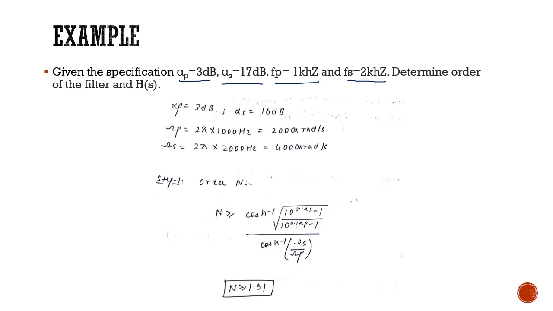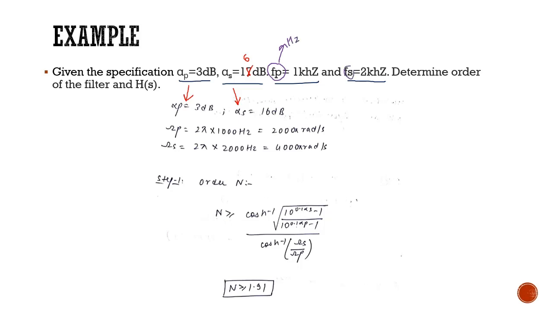So this can be taken directly. Alpha p is 3 decibels, alpha s is 16 decibels. My bad, this is supposed to be 16 decibels. But see what's happening here. Let me change the color of the pen. We have something called fp here, and this is given to us in hertz.